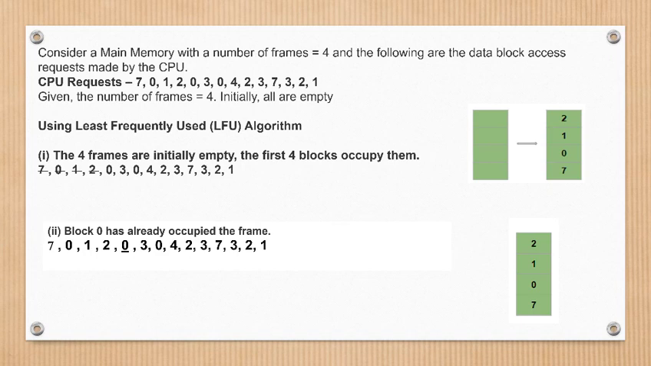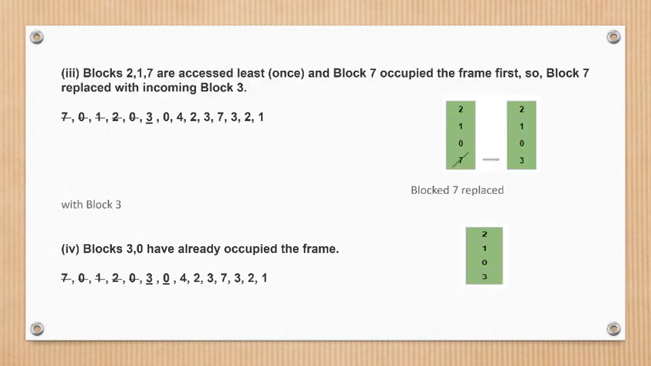Step 2. Block 0 has already occupied a frame, hence it is not considered. Now we can see the upcoming block is 3. But the question is where we should place block 3. Here we use the least frequently used algorithm to replace. Blocks 2, 1 and 7 are accessed least, that is only once, and block 7 occupied the frame first. So block 7 is replaced with incoming block 3.